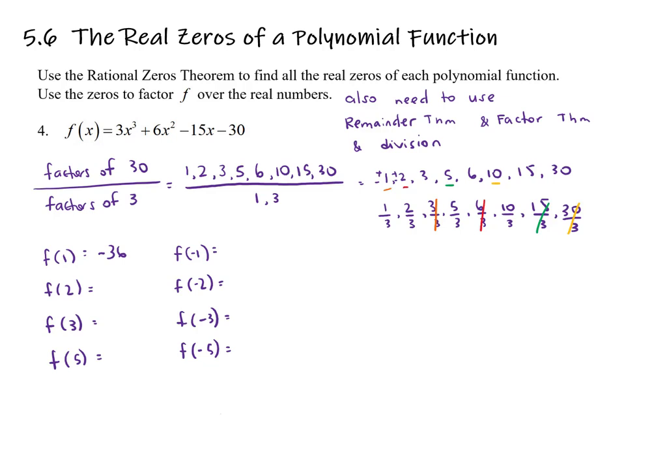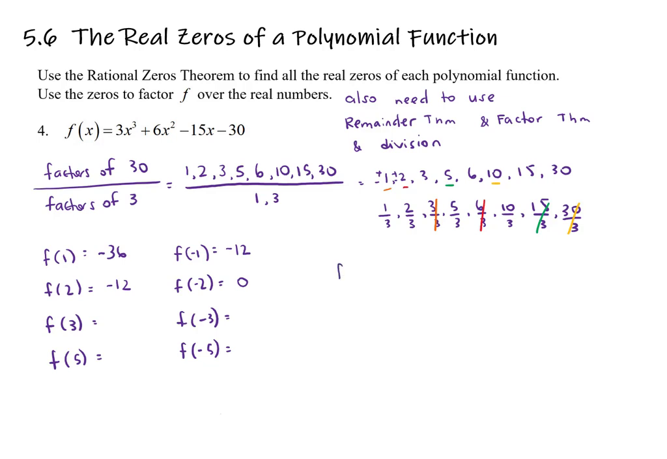I know that 1 is not a real 0 of this function, because if it were, it would be at f of 1 is equal to 0. So we're going to continue plugging numbers in. And f of -1 is -12, so also not a real 0. F of 2 is -12, so also not a real 0. But hey, f of -2 is 0. So that means that -2 is a real 0 of this function.